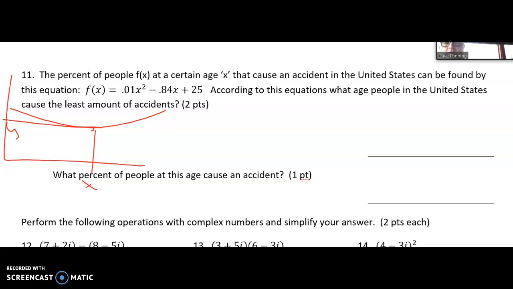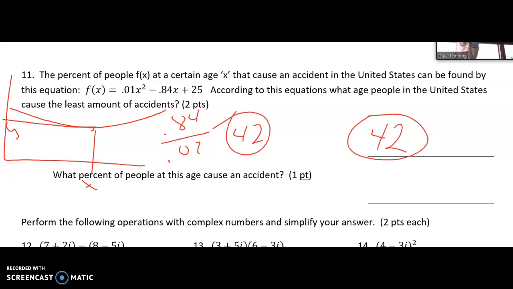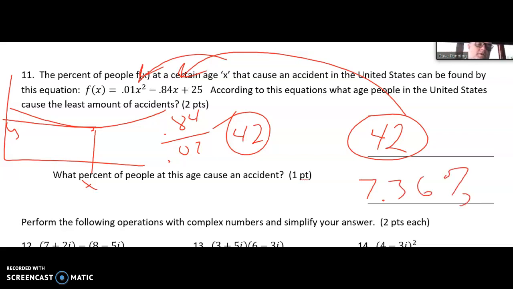So negative b is going to be positive 0.84 over 2 times a. Well, that's 0.02. So 0.84 divided by 0.02 is 42, which means 42-year-olds are going to cause the least amount of accidents. And then if I plug 42 in for x here, I can use my calculator. That's going to end up being 7.36 for y. So 7.36% of 42-year-olds will cause an accident.